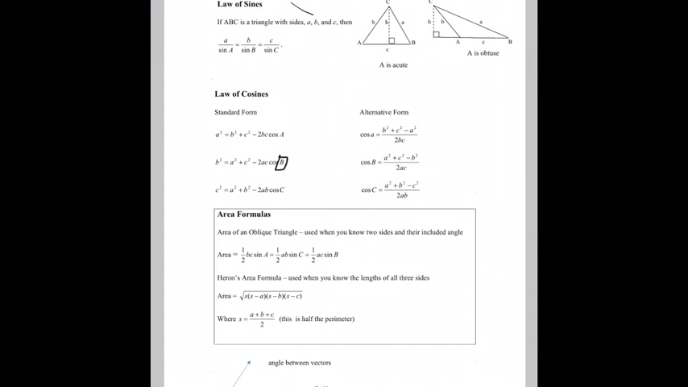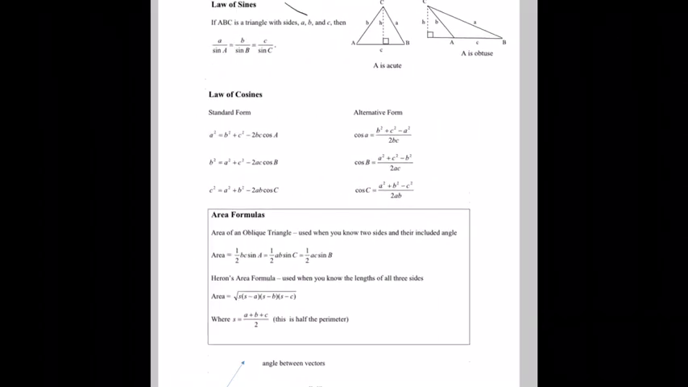If I want to find angle B, then we could use this version, or that version, which just has the formula rearranged so that cosine B is already isolated. So it's a squared plus c squared minus b squared over 2ac.